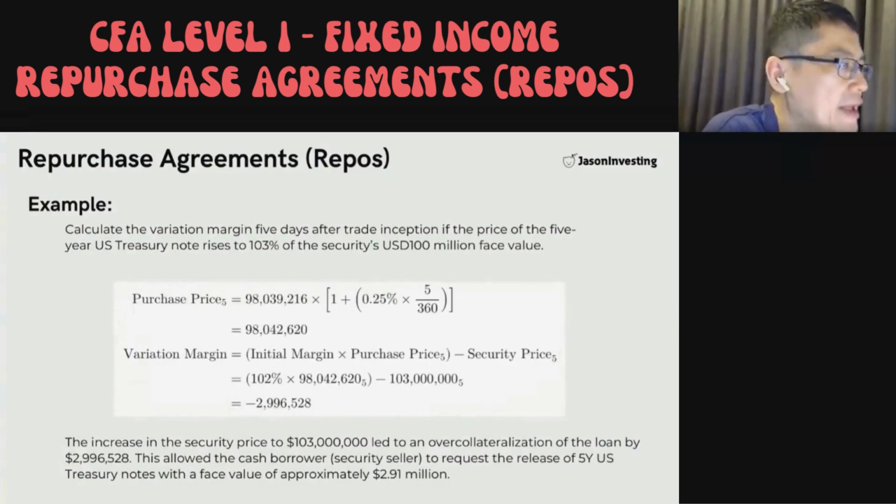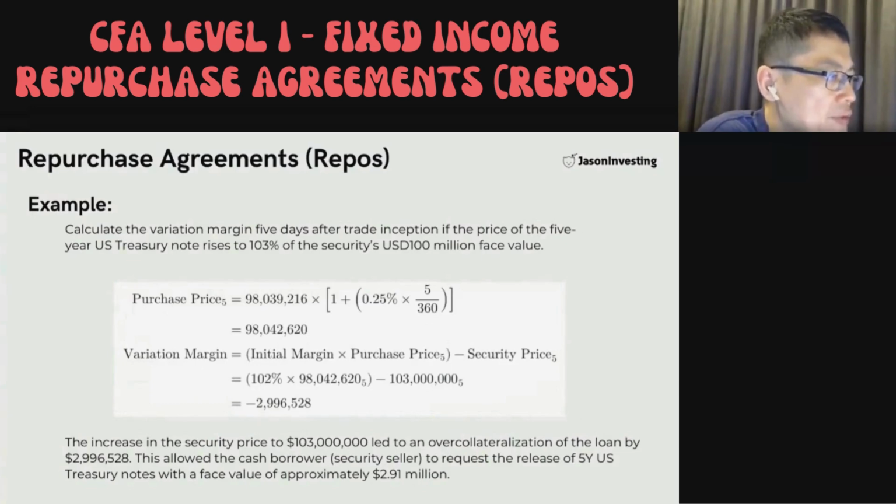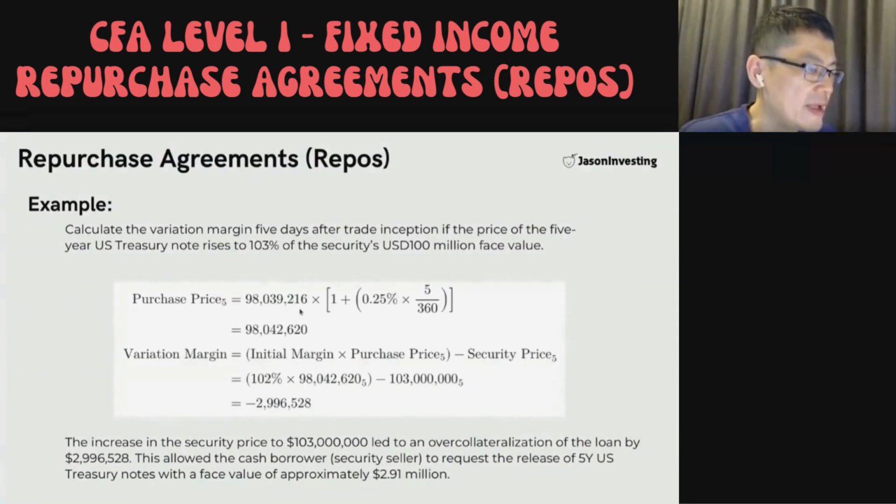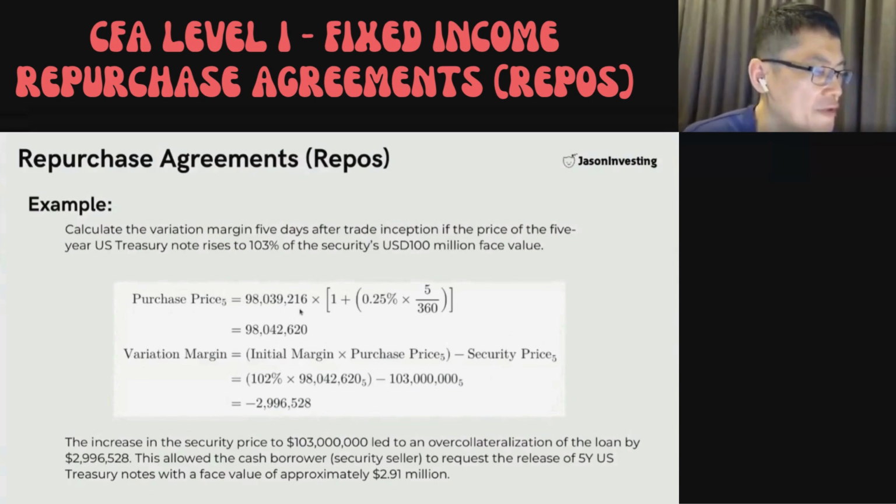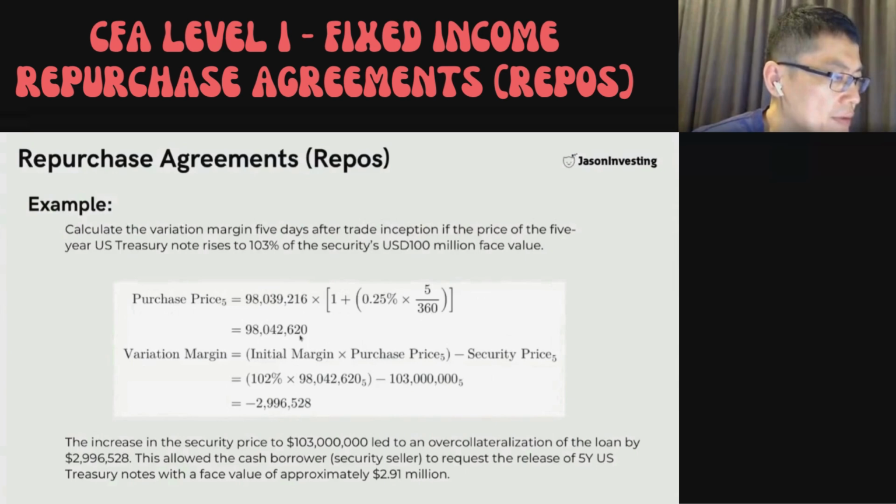But what happens if the price of the 5-year Treasury note rises to 103% of the security's face value? First, we calculate the purchase price 5 days after the trade inception. And this is the price at t equals 0 based on the initial margin of 102%. We calculate the new purchase price at t equals 5 at this value. And the variation margin can be calculated by the initial margin multiplied by the new purchase price minus the security price at t equals 5.